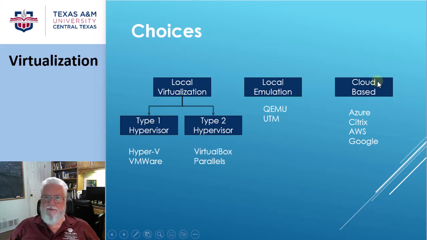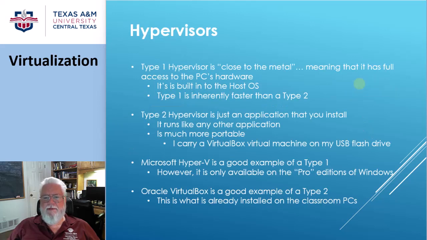If none of the above work, then of course, you can just go to the cloud and say, hey, build me a machine out there, and I'll just install my own software. Okay, so we're going to go through a little bit more detail. So type 1 and type 2s. A type 1 is close to the metal, which means it can talk directly to the devices. That's cool, which means it's really, really fast.